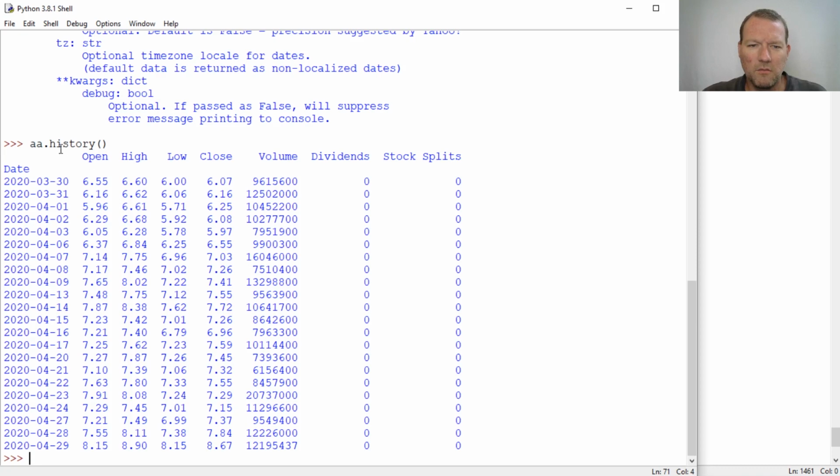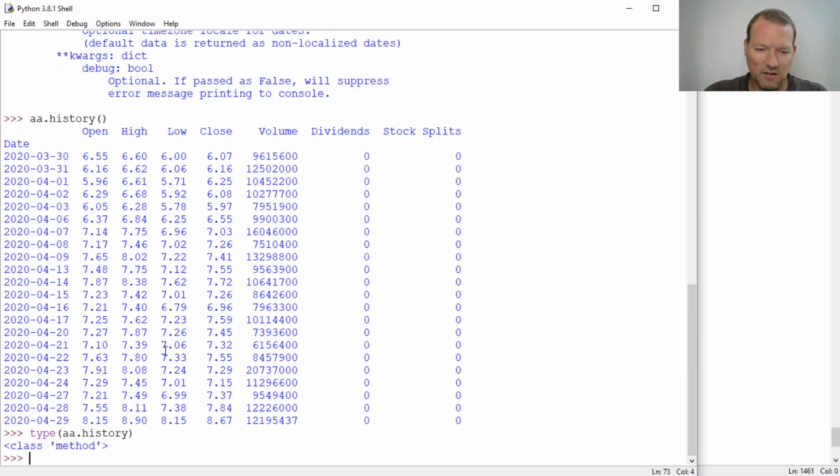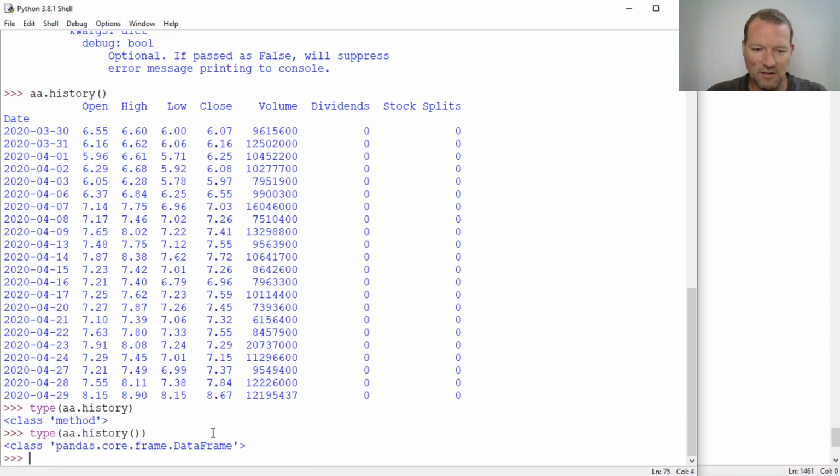oh wow, wait a second, this looks eerily familiar. Type aa.history. Shoot, I forgot that it needs the method. Ha ha ha, look at that. We know a ton about data frames. But all right, I digress. So these, we need to go into what this is.